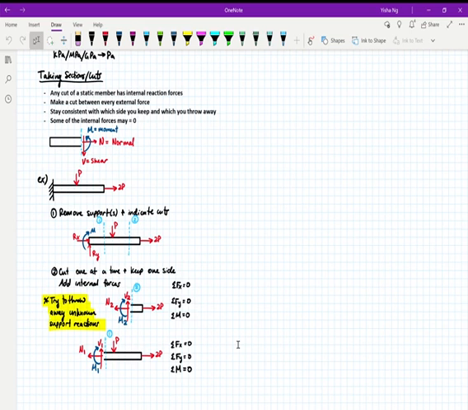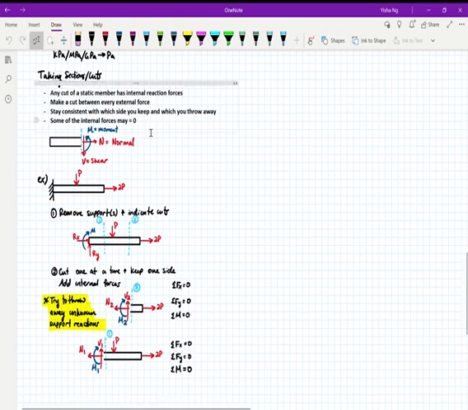So if you have a bunch of different external forces on a beam, you're going to make a cut between each external force. So try to be consistent with which side you keep and which side you throw away. You are allowed to mix it up, but sometimes it can get confusing with what's positive and what's negative. So personally, I prefer to try to keep everything consistent. So like always throw away the right side or always throw away the left side.